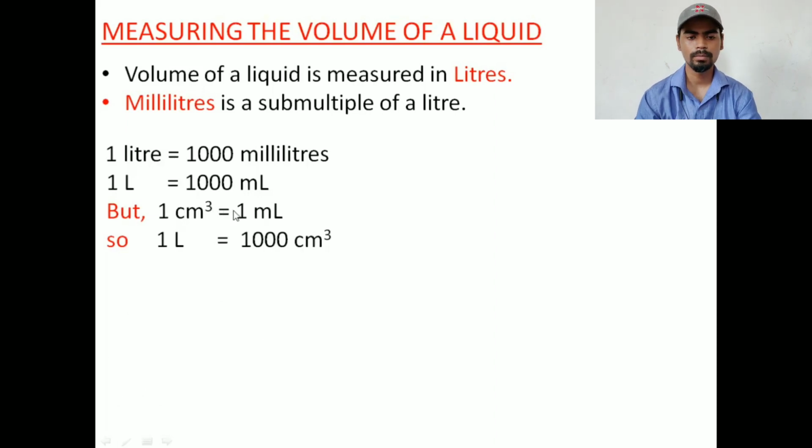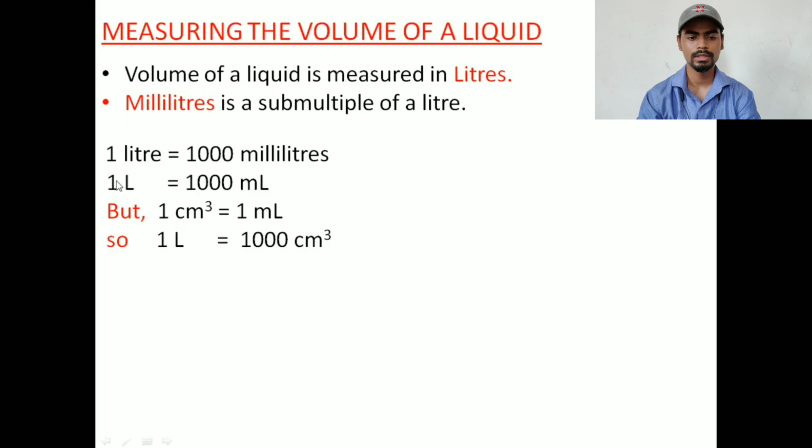But 1 centimeter cube is equal to 1 milliliter. Now we have to focus on this, because we are going to use this particular equation, that 1 centimeter cube is equal to 1 milliliter. So can I say that 1 liter equals 1000 centimeter cube? Okay, just here we have replaced milliliter by centimeter cube. Why? Because just now we saw that 1 centimeter cube is equal to 1 milliliter.